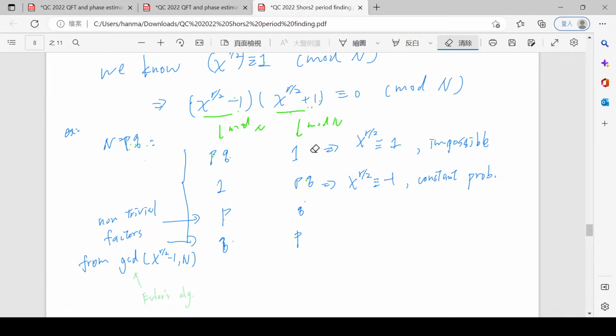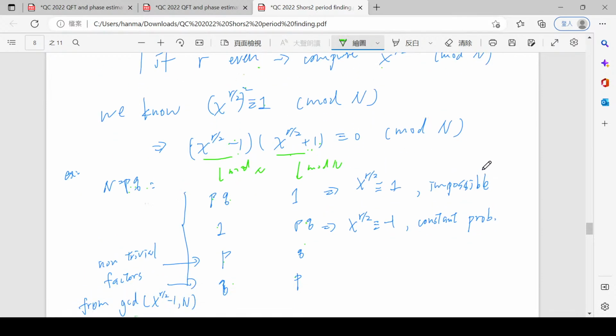And that's because of the definition of r. That's why the smallest thing is important. Remember that P times Q is actually equal to 0 mod n, because everything is mod n. So if x to the r over 2 minus 1 equals 0 mod n, then that means x to the r over 2 equals 1 mod n.